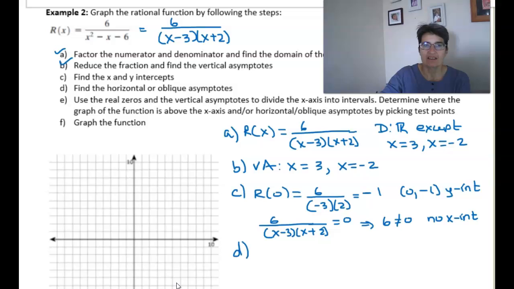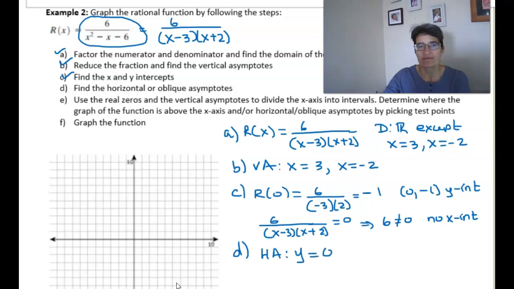Right, let's look at D. Find horizontal or oblique asymptotes. So let's go back to the beginning. We're comparing the numerator and denominator. Right, so the degree on the top is lower than on the bottom. That means there is a horizontal asymptote at y equals 0.